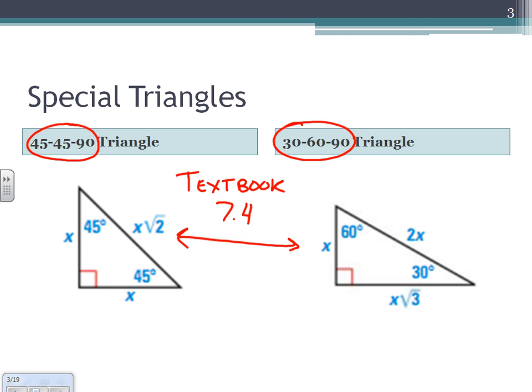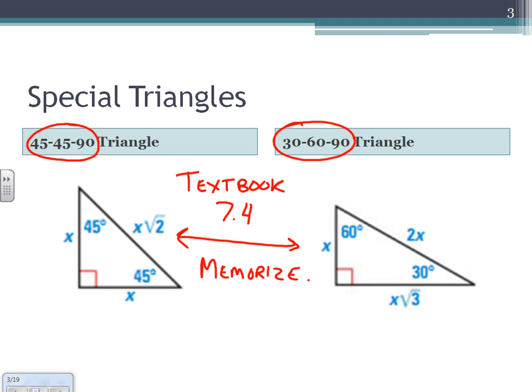You will need to memorize these by the quiz. The quiz will tentatively be Thursday. So you will need to have those memorized by the quiz. But we're going to do a lot of practice, so hopefully it won't be too bad, okay? So these are what we're going to talk about for this section. These two special triangles. Do you want to copy these down?